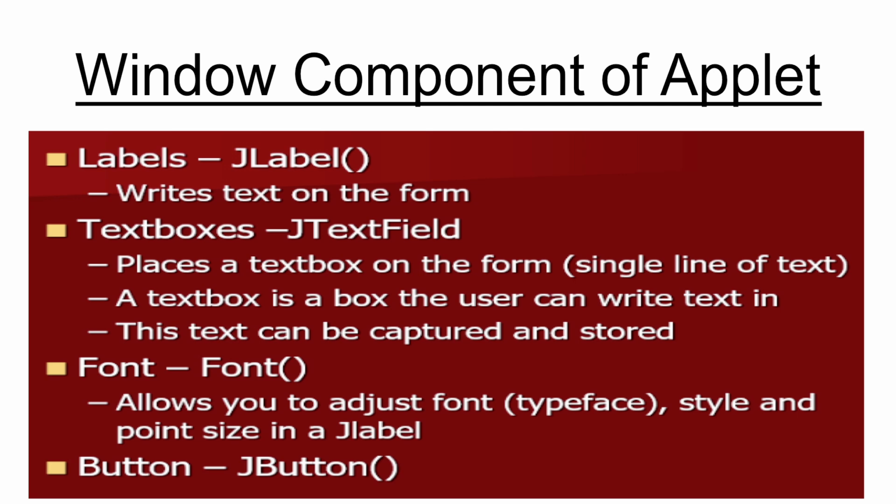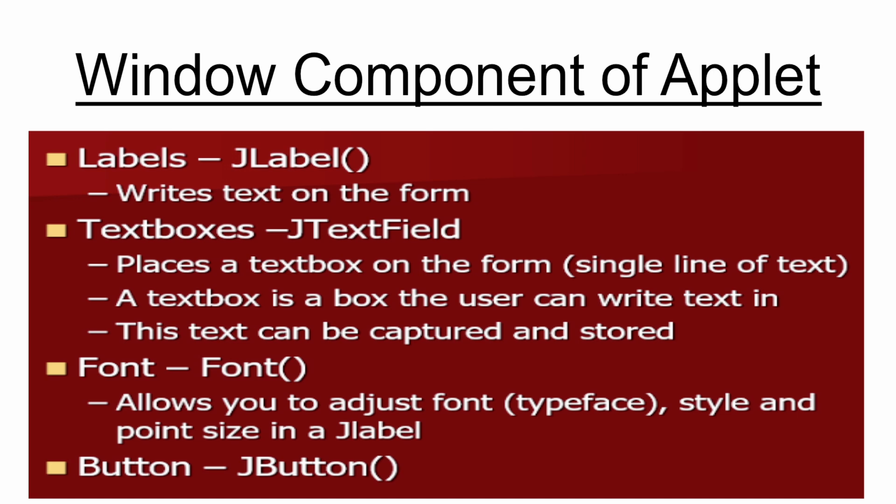The previous window components label, button, text field, text area are part of Java AWT. But when we add this J character with each window component, then it is part of Java Swing. So Java Swing is faster and lighter than Java AWT. Java AWT and Java applet are both part of this.